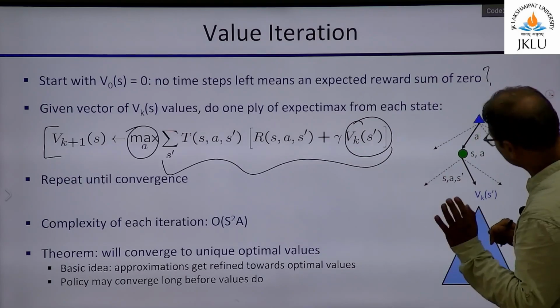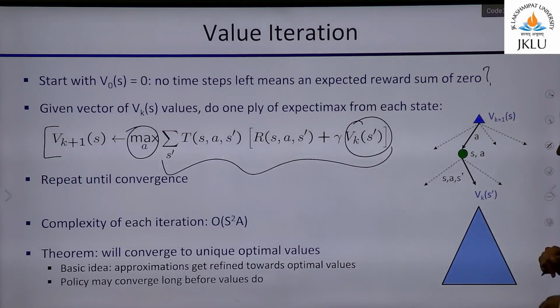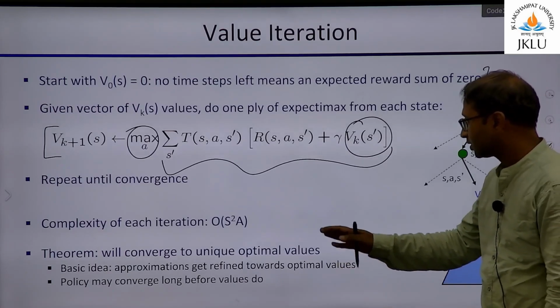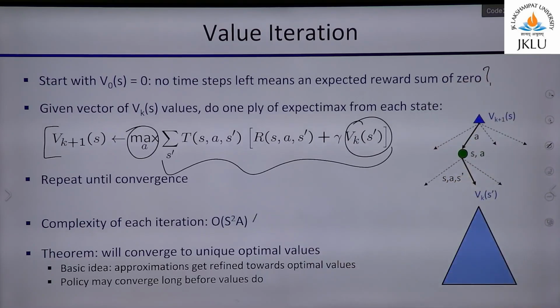Complexity of each iteration is S square A, will converge to unique optimal values. So एक बार तो मेरे को ये समझा दो, मेरे को S square नहीं समझ में आया.